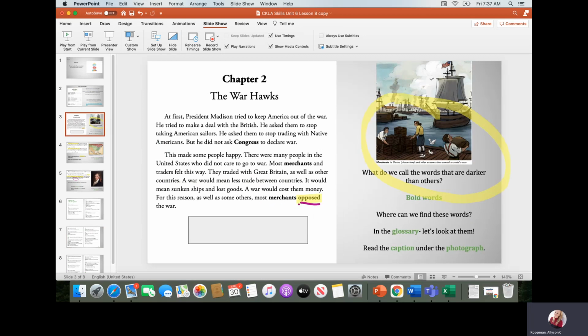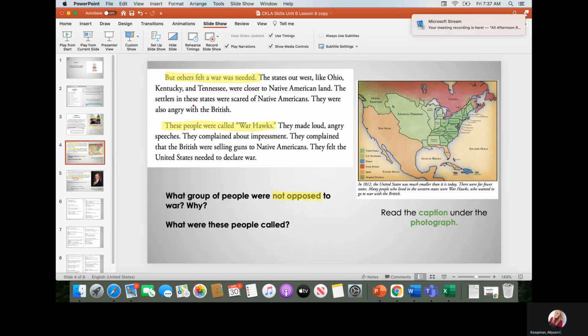So if most merchants opposed the war, that means they were against going to war. They did not want to go to war. And we saw why. It would mean sunken ships and lost goods. If these ships sank and there were lost goods, do you think merchants would make their money? That's what they do for a living. So it makes sense why merchants opposed the war.